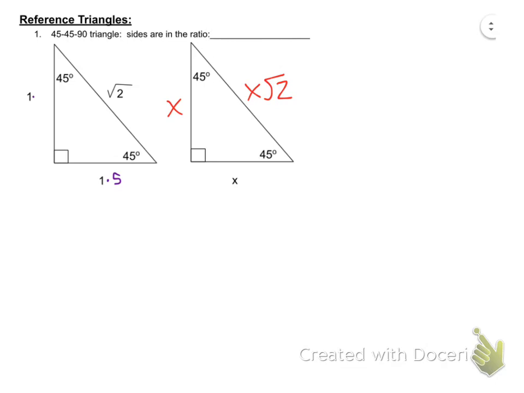Multiply it by 5. I have to multiply every piece by 5, because what you do to one of the pieces, you have to do to all three to keep it a 45, 45, 90. So that's the side ratios that we're looking for. It's x, x, x square root 2.